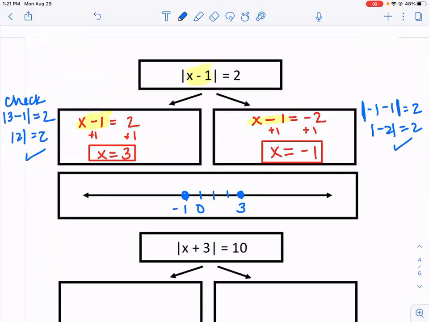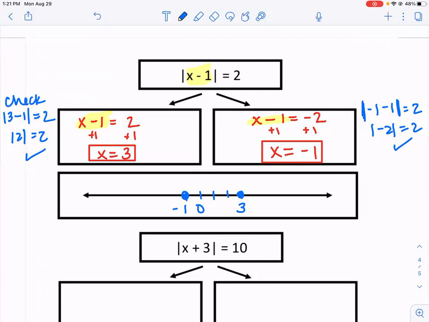I'll make this very simple for you. Okay. -1 was an answer and 3 was an answer. So I plotted them on my number line. It doesn't have to be. We just gotta put the answers down. That makes more sense. Okay, these are just the answers I get here.